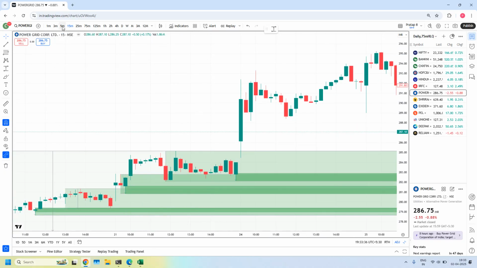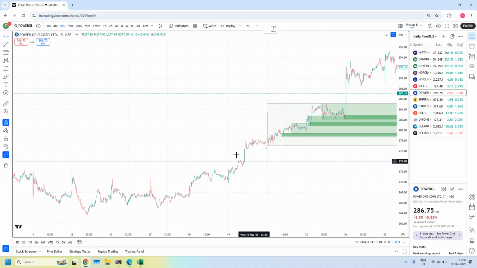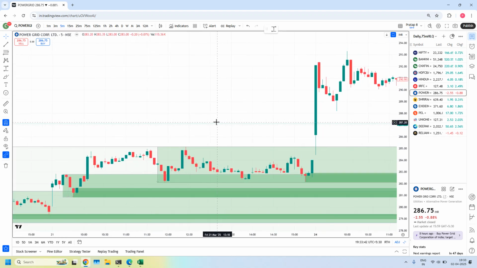Okay, now let's go to the 5 minutes. 5 minutes, again another interesting one. In this area, an excellent zone is created. Drop base rally and follow through candles here. Within this 15-minute zone area, a new order flow is created.